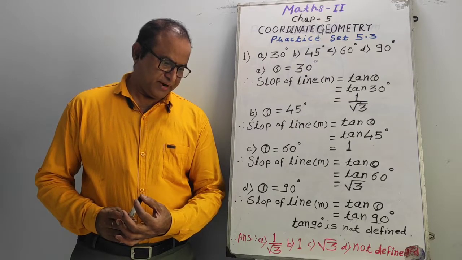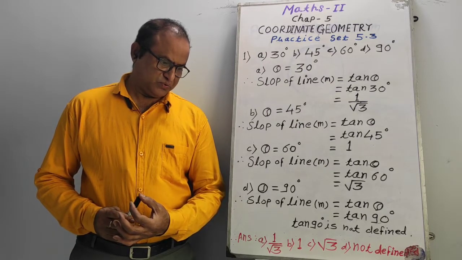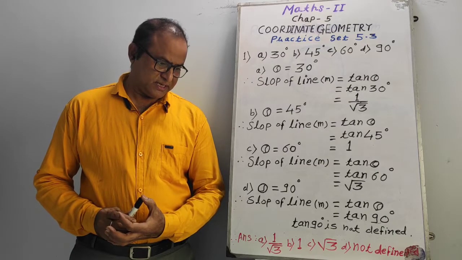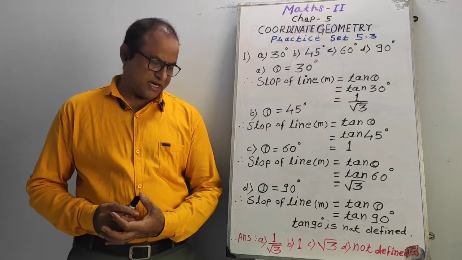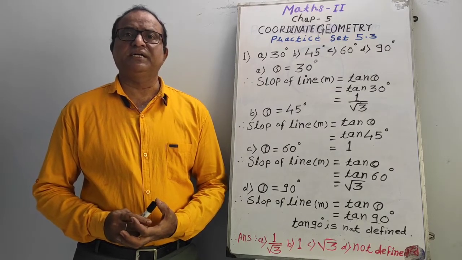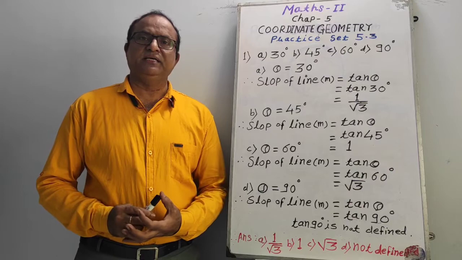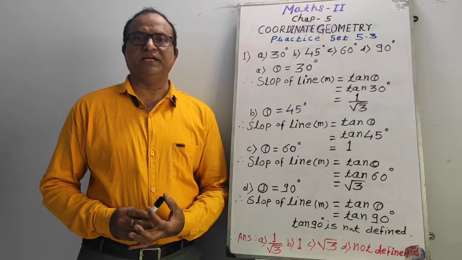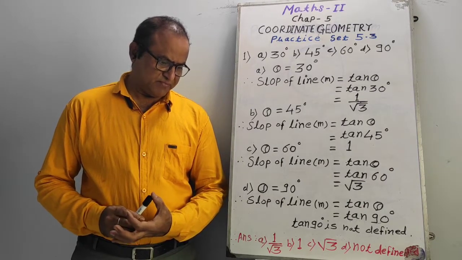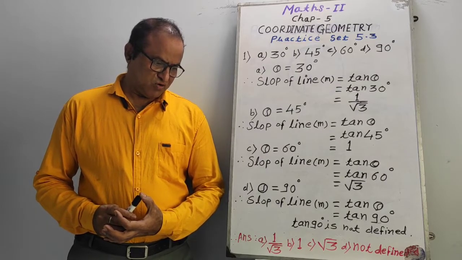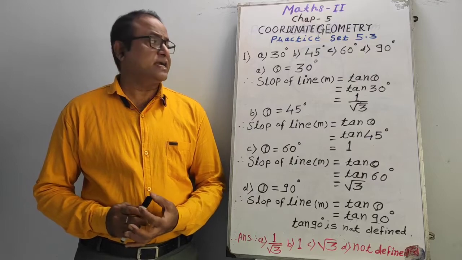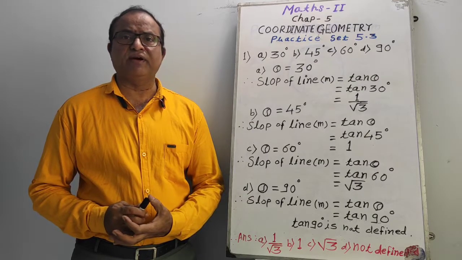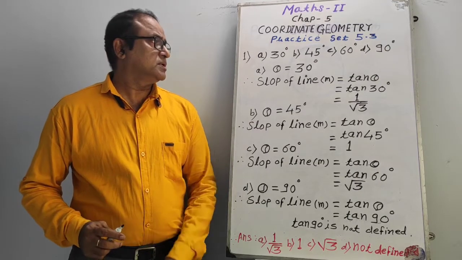Angles made by the line with the positive direction of x-axis are given. Find the slope of this line. And the given angles are first 30 degree, second 45 degree, third 60 degree and fourth 90 degree. In this example, we have to find the slope of the line of the given angle, and the slope of the line of the given angle can be found by the tan ratio.